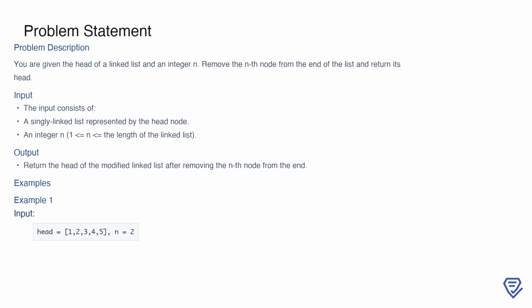The constraints ensure that n is always within the valid range, from 1 to the length of the list. The output is straightforward. After removing the specified node, we return the modified linked list's head. Let's look at an example to clarify this further.